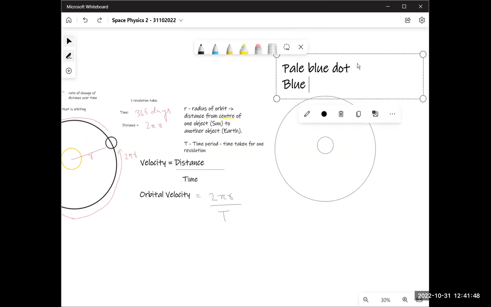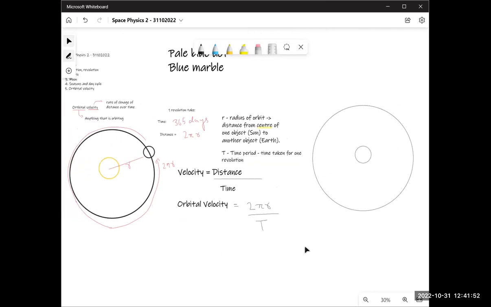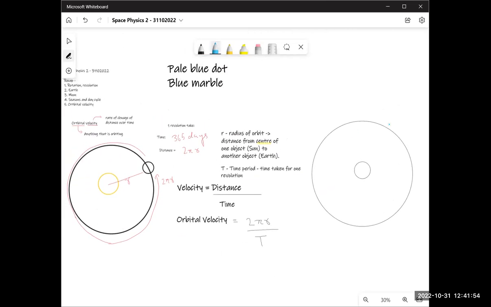Now they won't ask you this in the exam, but that's just something you should know because we're doing space physics, right? A better word would be astrophysics.